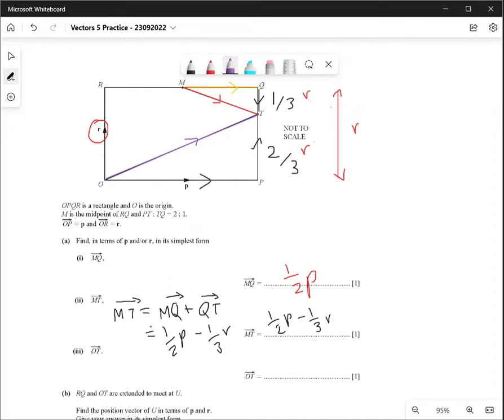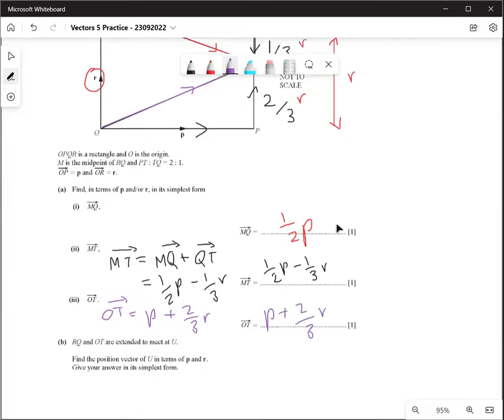OP is P. And what is PT? PT is 2/3 R. Is it negative 2/3 R? No, it won't be minus. Why? Because we're going from PT upwards. Now, is OR upwards or downwards? Upwards. So it's the same direction, so we don't make minus. Is that clear? That's the answer: P plus 2/3 R.